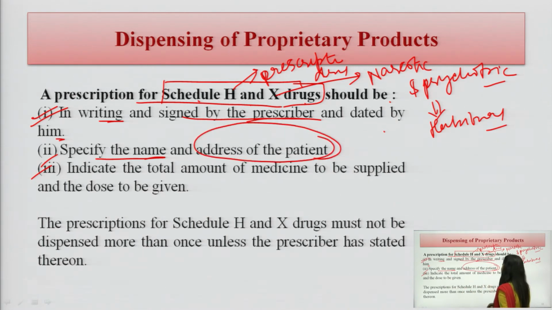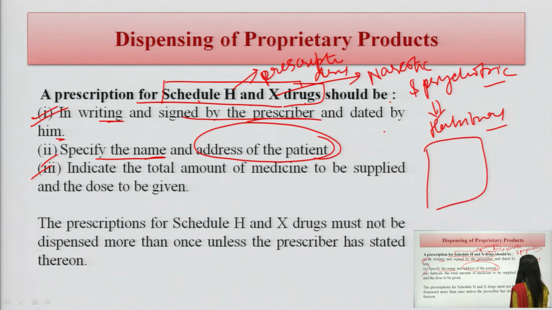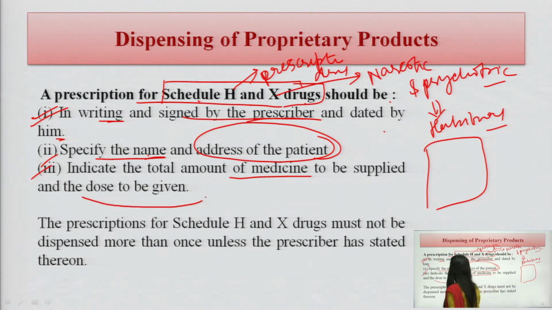So, when we are maintaining the records, it is essential to write the name of the patient, the address of the patient, how much quantity the patient has received, indicate the total amount of medicine to be supplied, and what dose the patient has taken.